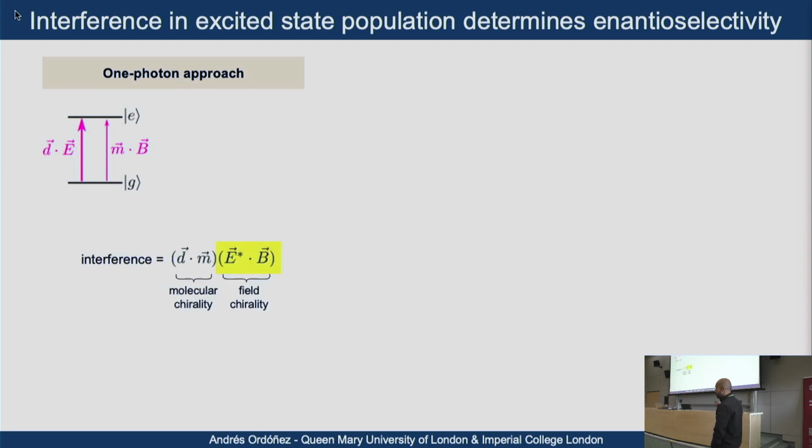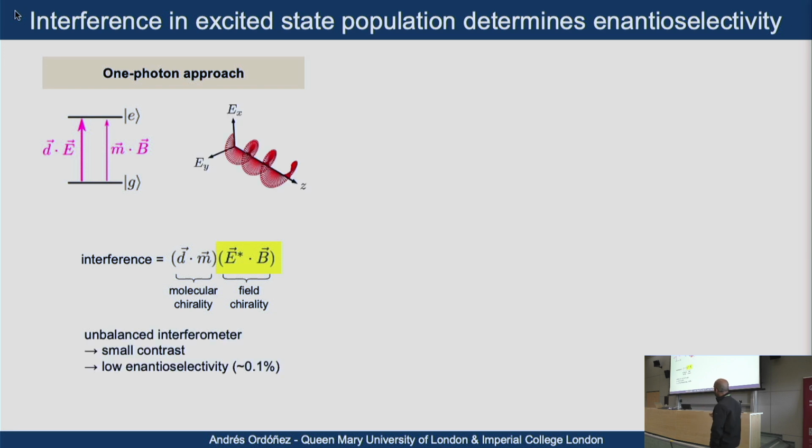And it turns out that if you do the math, which means doing some perturbation theory and some orientation averaging, because the molecules are assumed to be in the liquid or in the gas phase, then you get this expression, where the first scalar product between the electric dipole and the magnetic dipole has opposite signs for left and right-handed enantiomers. So it encodes the molecular chirality, and the second scalar product between the electric field and the magnetic field has opposite signs for left and right circular polarization. So it encodes the chirality of the field, more specifically the helicity of circularly polarized light.